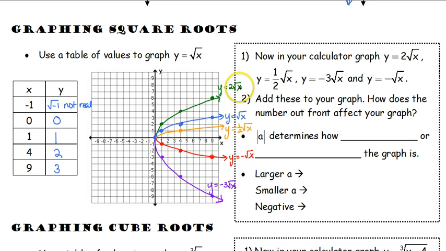This next perfect square is 4. The square root of 4 is 2, but multiplied by 2, that point is now at (4, 4). Plug in 9 for x: the square root of 9 is 3, and 3 times 2 is 6. That's how I got those 3 points for y equals 2 times the square root of x.